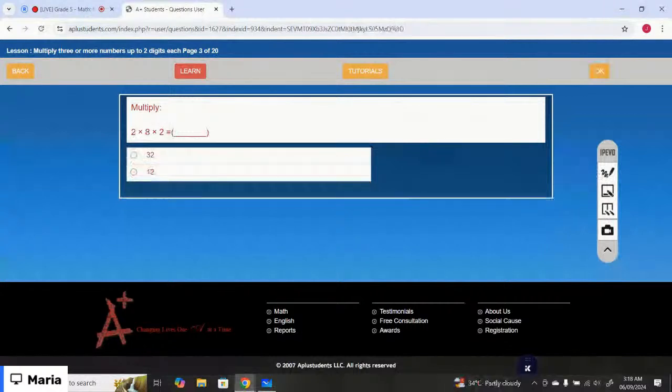Okay, the next one is 2 times 8 times 2. So which is the correct option? 2 times 8 is 16, right? And 16 times 2 is 32. The correct option is 32. Option number 1 is the correct option, right? That is 8 times 2 is 16 and 16 times 2 is 32. Option number 1 is the correct option.